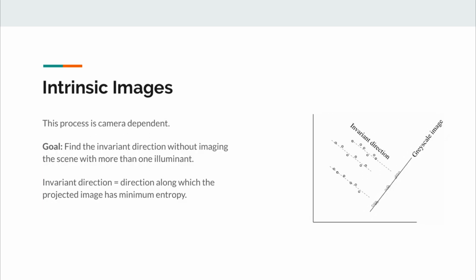However, this process is camera dependent, and ideally we would want to find the invariant direction without imaging the skin lesions more than once. Looking at this figure, we can see that the invariant direction is the one along which the projected image has the minimum entropy.